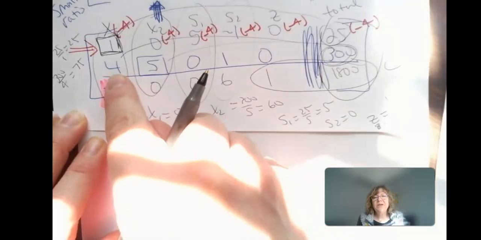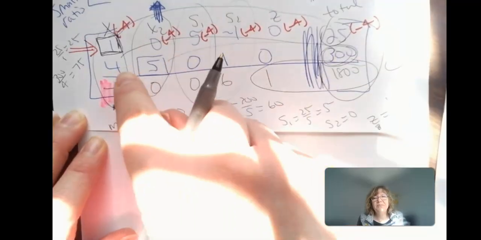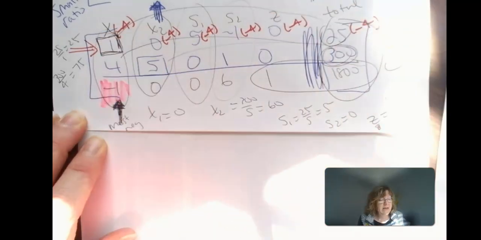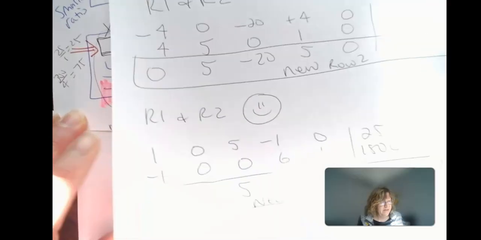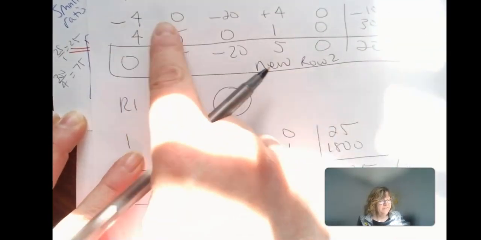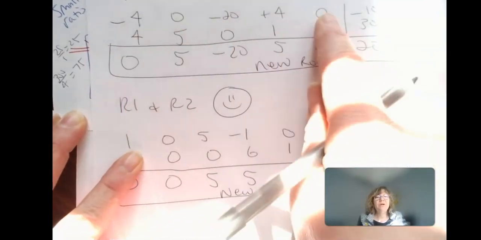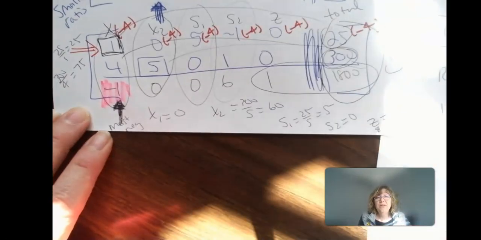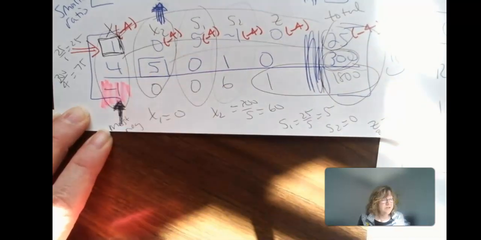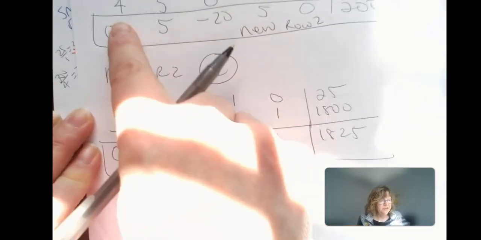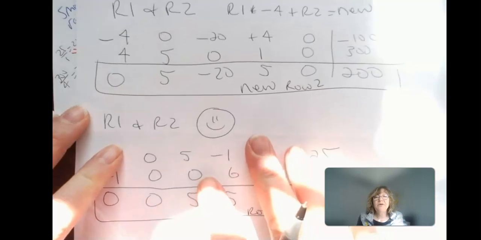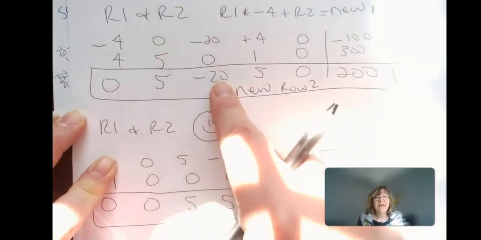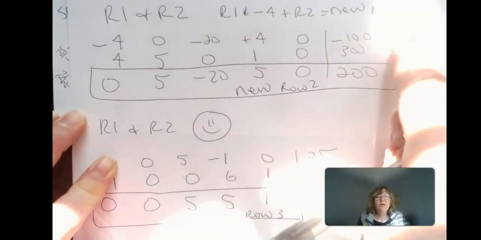All right, so first I want to cancel the 4, and my scratch work's looking pretty nasty here, but I'm going to take row 1 times a -4 to make that happen. So when I do that, I get a -4, 0, -24, 0, -100. Now notice row 2 is already a 4, so I can just leave that alone. So I just rewrote it. Then I added, got 0, 5, -20, 5, 0, 200.